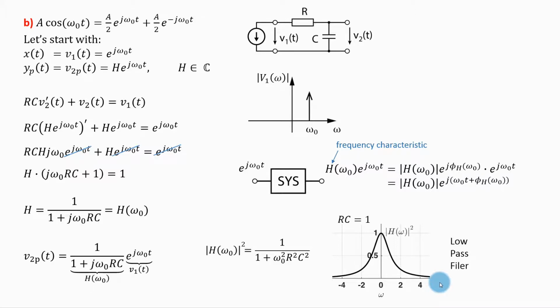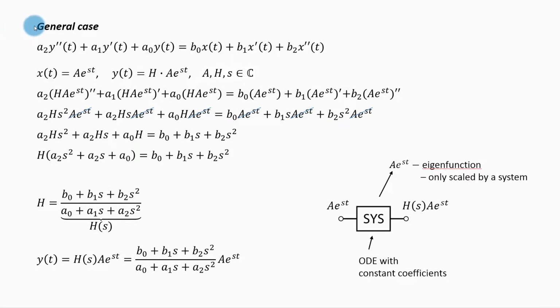Okay, now that we know how a system is transferring a single frequency, we could go back and examine how a system will transfer a cosine that is actually composed of two frequencies. But before I do that, I will show you some extra maths where I will demonstrate this concept in a more general manner. In this case, I have a general second-order differential equation, and here I will assume that my input is a completely general complex exponential.